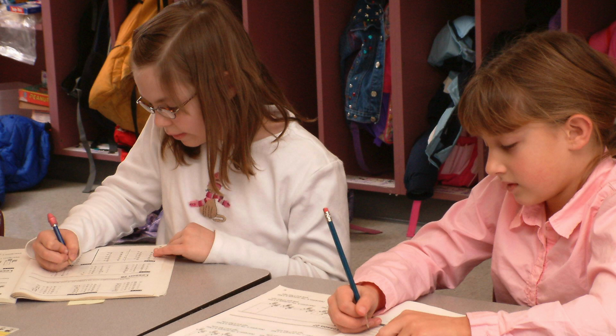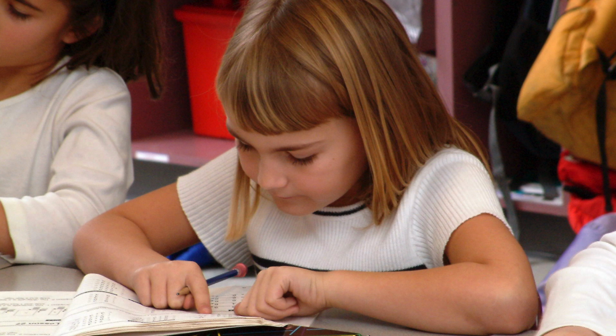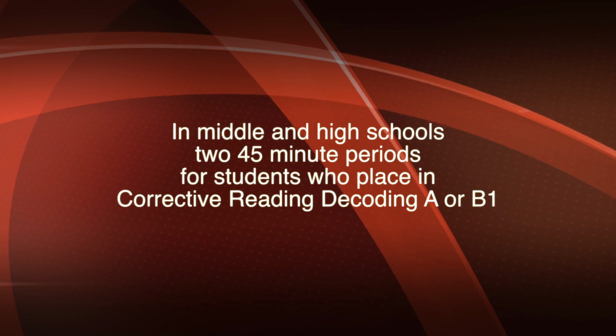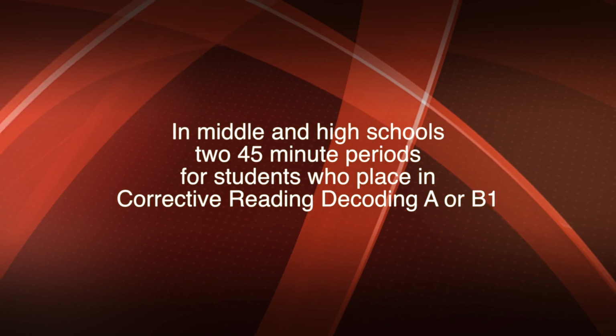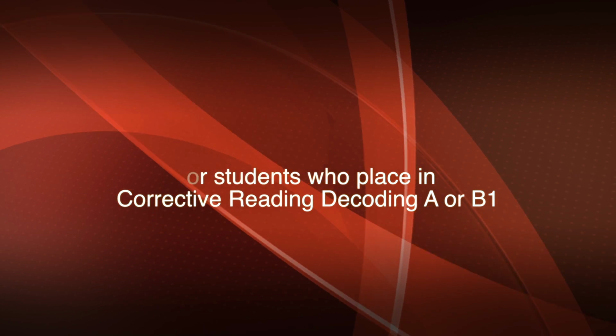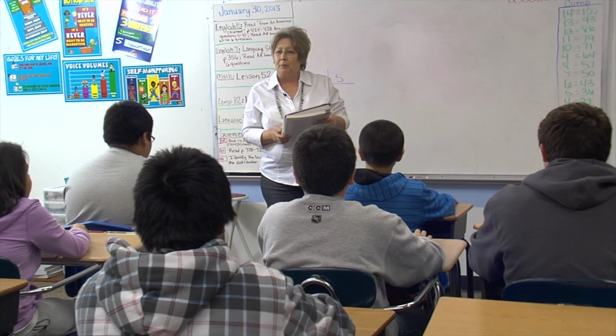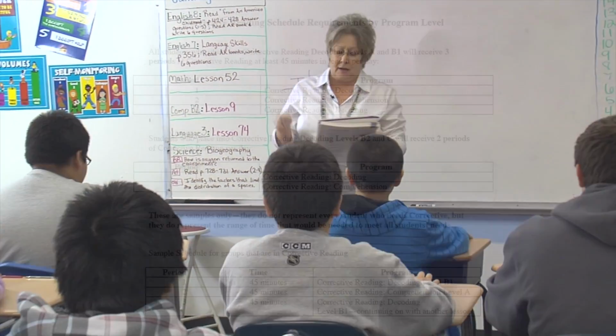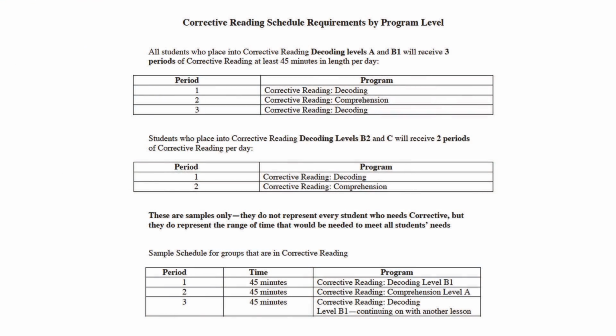Schedules should also include common instructional times by subject for each grade level and, where possible, across grade levels. Schedules should provide the flexibility to group and regroup students across grade levels. In middle schools and high schools, schedules need 2 45-minute periods for students who place in Corrective Reading Decoding A or B1. Ideally, the second period should be scheduled in the afternoon and provided in addition to a separate comprehension period.